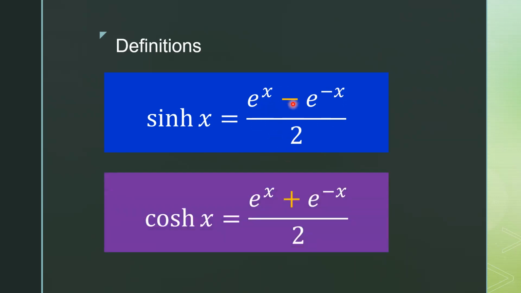Tapos pag inadd naman natin sila, what we have is our hyperbolic cosine or cosh x. That would be e to the x plus e to the negative x over 2. So ito, minus for the sine ay sinh. Ayan, so subtraction. S is for subtraction. Ito, C is for combination. Tapos ina-add natin. Baka malito lang tayo, kasi take note, subtraction is not commutative. No? So unahin natin yung e to the x.